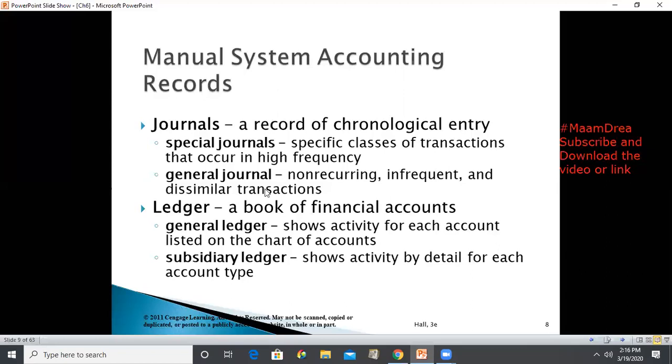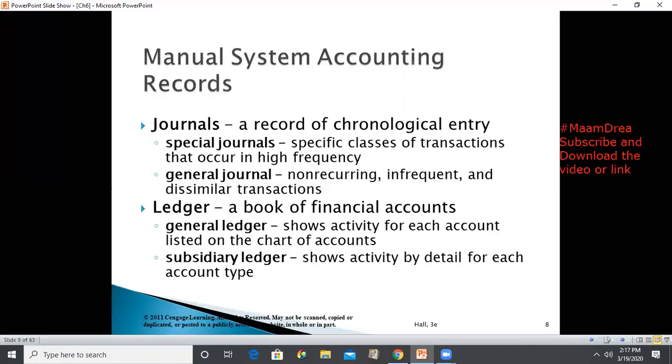So another accounting record is the ledger. The ledger is the book of financial accounts. This is one of the famous items in every accounting movie, the one that is stolen from the accountant. Accountants are killed for the ledger, mostly because, as you can see, the ledger is the one that reflects the financial activities posted from the various journals.